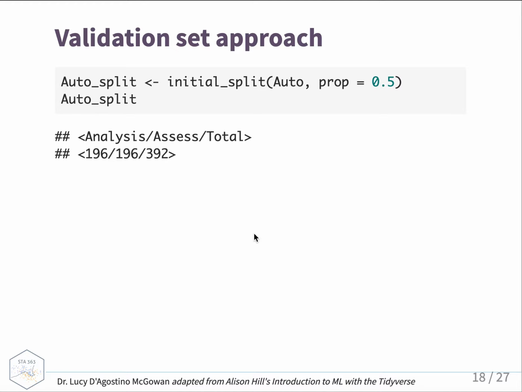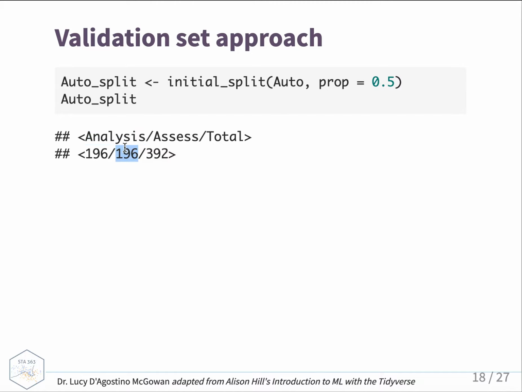In Tidymodels, you do this using the initial_split function. We're going to create a split object called auto_split by running the initial_split function, specifying what data frame we want, the auto data frame, and specifying the proportion that we'd like to use. In this case, I'm going to do a 50-50 split, so I'm going to set the proportion to be 0.5. If I take a look at this object in R, you'll see that I end up with 196 observations in my analysis data set, which is like my training data set.